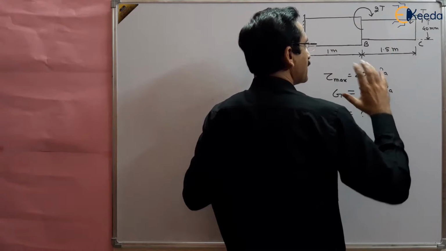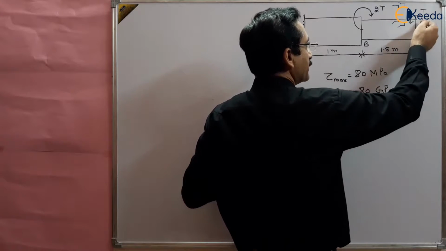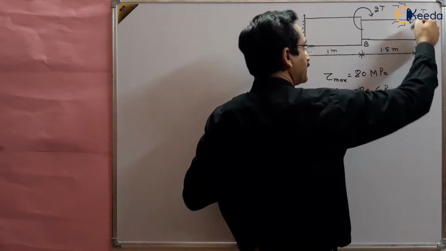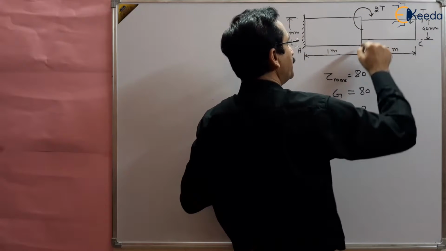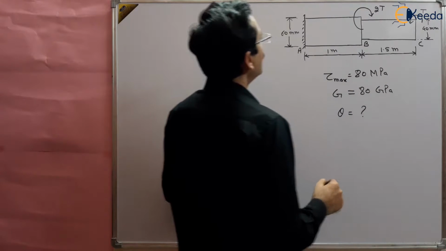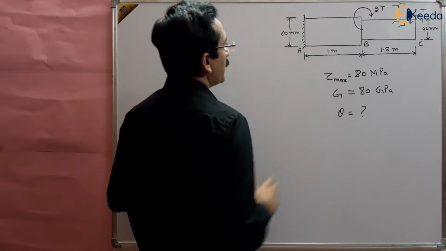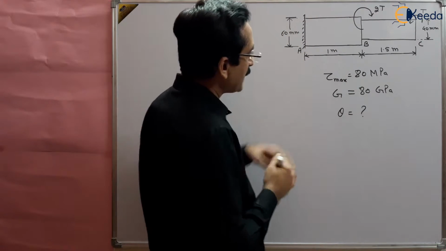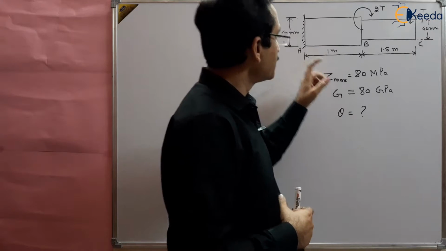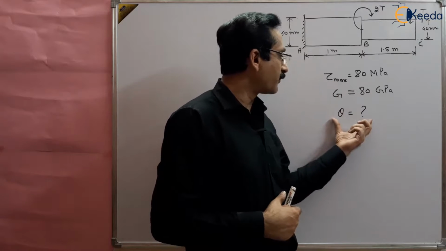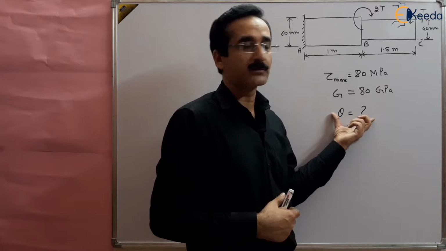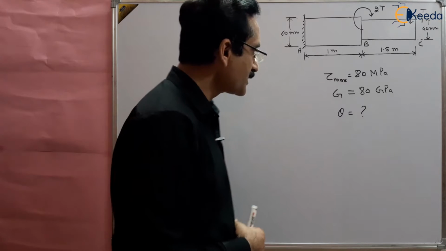And this series connection has torques at different points: an anti-clockwise torque T at point C and a clockwise torque 2T at section B, and it is rigidly fixed at this end. The maximum shear stress, at which the material will fail, is also given. Now we have to find out the total angle of twist for this shaft, right?